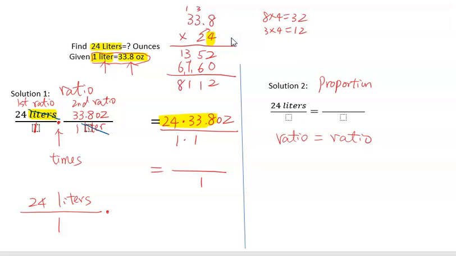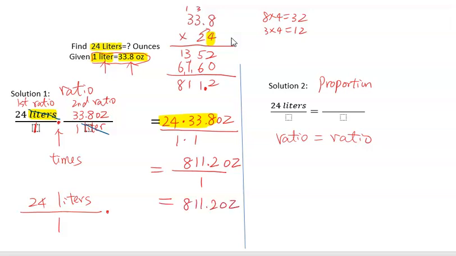When we get the answer, we're going to put the decimal point back. Notice 24 doesn't have any decimal places. But 33.8 has one decimal place to the right of the decimal point. So in the final answer, we're going to put the decimal point right here, so we have one decimal place to the right of the decimal point. So the answer at the top is 811.2, and the ounces will still be there. And again, anything divided by 1 will be itself, so we can just get rid of the bottom.